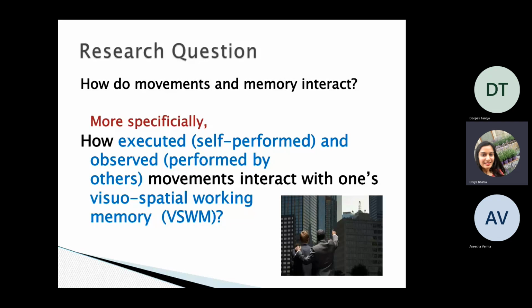So basically we were interested in this question: how do movements and memory interact, and more specifically how executed movements, which we call the self-performed movements, and observed movements, which are performed by someone else and which we observe as participants in a task. Because in real life situations, this happens a lot. So we were interested to investigate how executed and observed movements interact with one's visuospatial working memory. For this one, we have already seen the results. It helps the memory. There is better memory for the items which we pointed at.